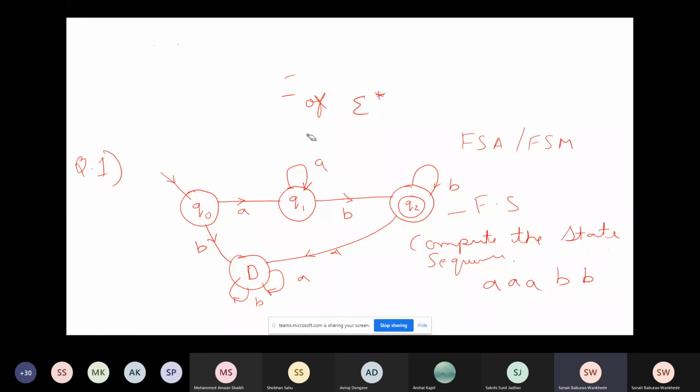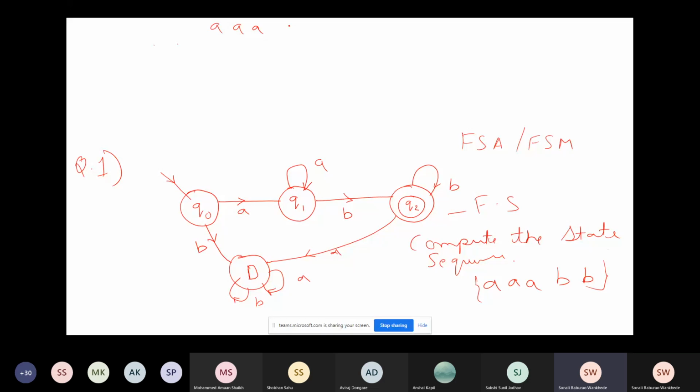Okay, this question is given to you, and you are supposed to compute the state sequence. How will you draw the state sequence here? I'm having the input. This input will be given to you. I am having the input as AAABB.